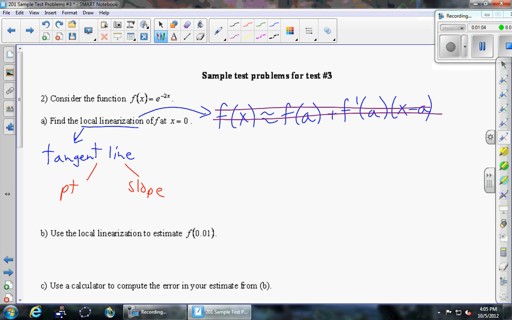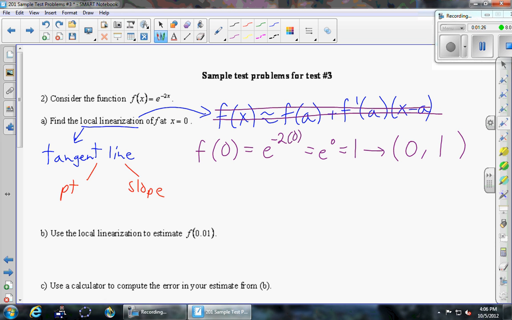So let's find the point first. So the point in this case is at x equals 0. So to find the y value, we'll plug 0 into the original function. And anything to the 0 is 1. So in terms of coordinates, the point that we just found is 0, 1.